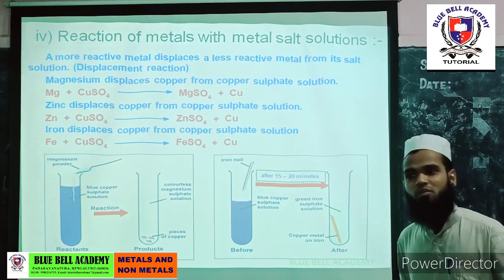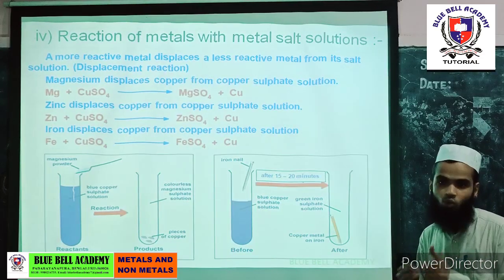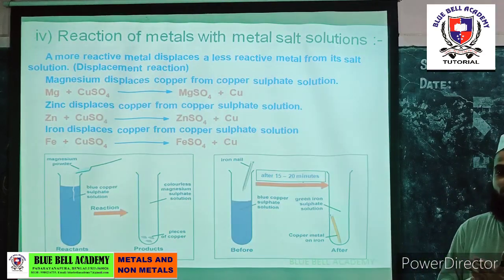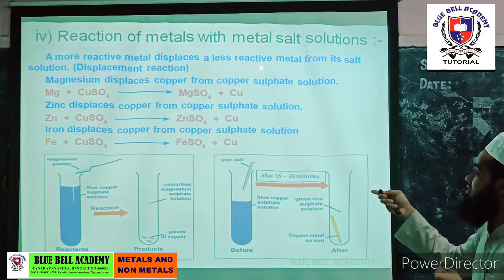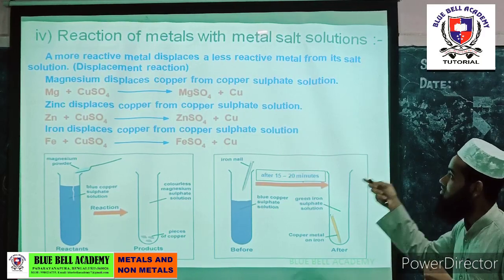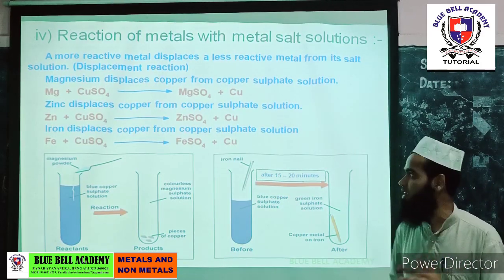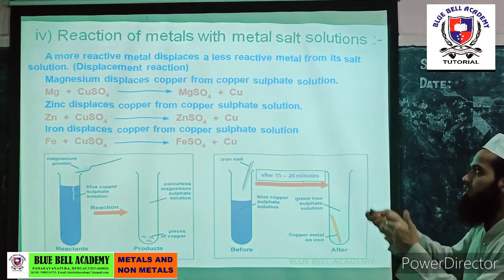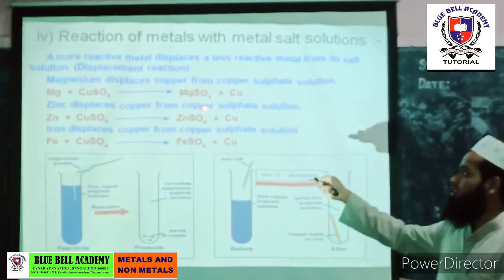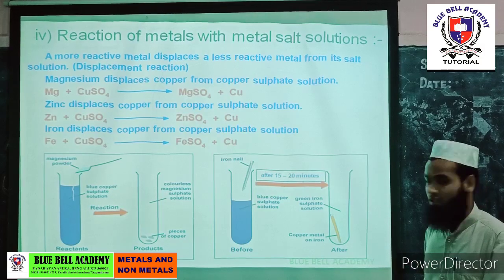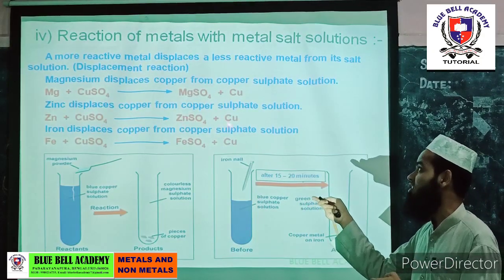But the main concept to remember here is reactivity. Which will be more reactive and which is less reactive? A more reactive metal always displaces a less reactive metal from its salt solution, and this reaction we consider a displacement reaction. For example, if magnesium reacts with copper sulfate solution, it forms magnesium sulfate and copper. In the same manner, zinc reacts with copper sulfate to form zinc sulfate and copper.